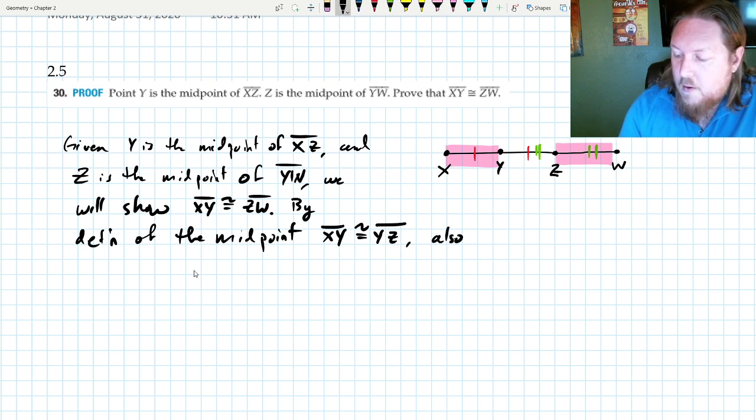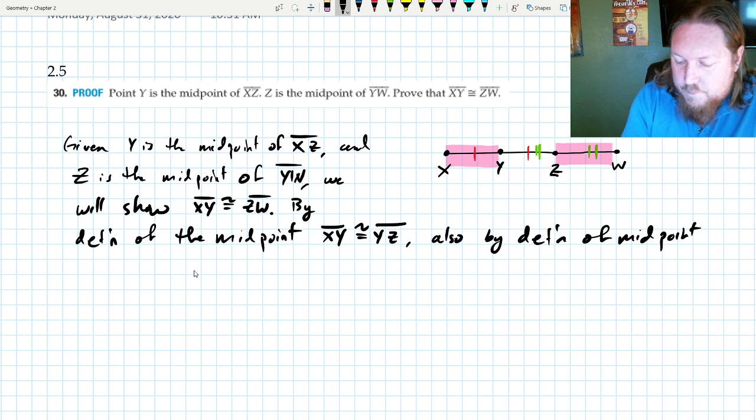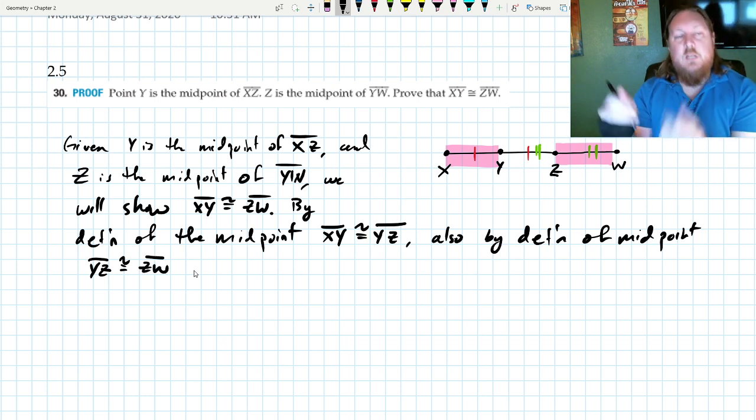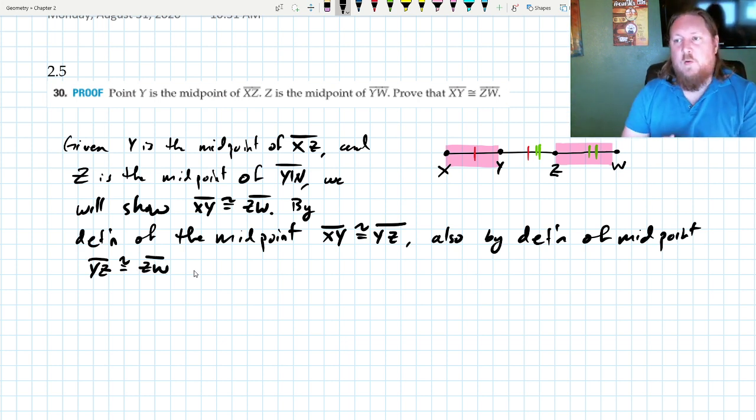Also, by definition of midpoint, YZ is congruent to ZW. That's the green tick mark saying that those two things are congruent by the definition of the midpoint Z.